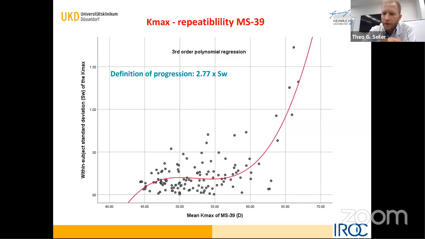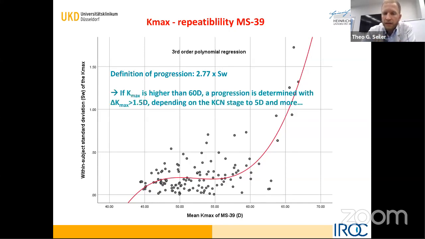However, if the Kmax of the patient is above 60, that standard deviation increases substantially, as shown here, maybe up to 1 or even 1.5 diopters of standard deviation. If you multiply this again by the factor of 2.77, we end up with a delta Kmax of at least 1.5 diopters. And if we go to 65 or even higher, we end up with an increase of Kmax of up to 5 diopters in order to determine a progression and indicate crosslinking.